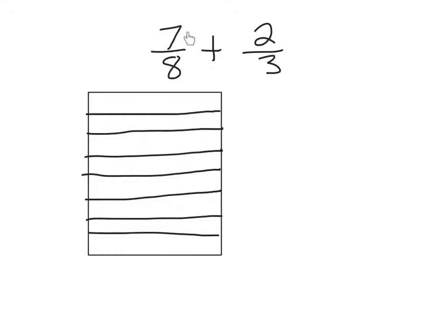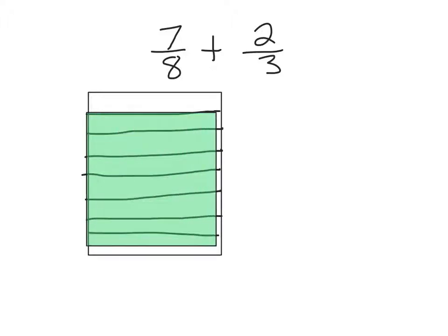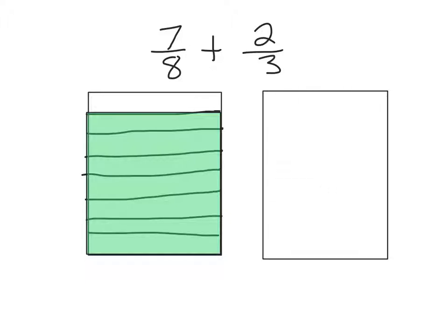Now I get 7 out of those 8, so I'm going to color in 7 out of the 8. So I'm going to just draw my box right there. And now I've got 1, 2, 3, 4, 5, 6, 7 out of 8. Now I'm going to create the 2/3. So I'm going to draw another box right next to it here. And for this one, I'm going to draw 2 lines to create 3 parts.